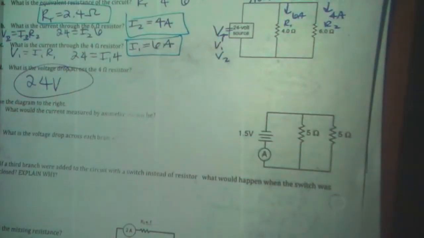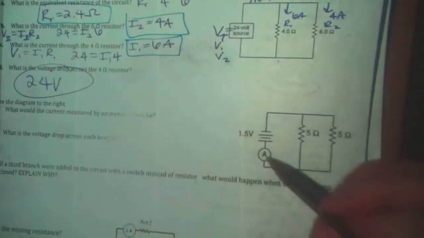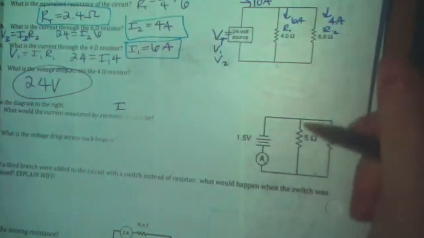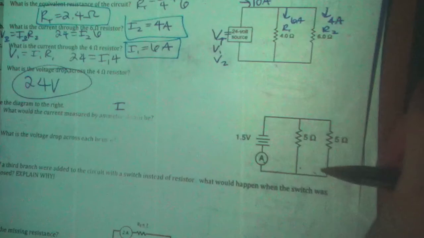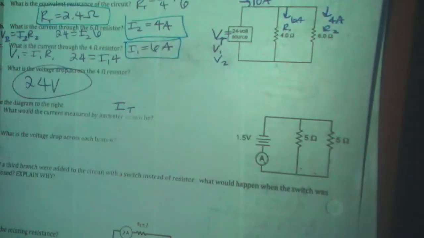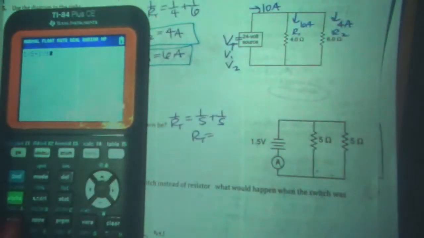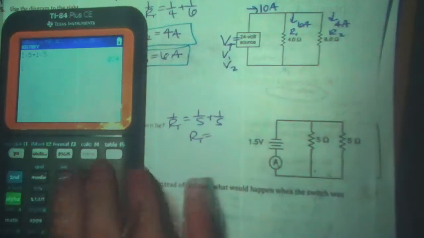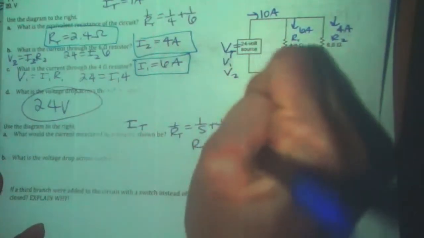Alright, another parallel. We want the current measured by this ammeter. So I'm of course looking for current I. It's not just in the first branch, it's not just in the second branch, it's when the currents are together, so that's going to be the total current. So I think the easiest way to do this is find R total. So 1 over R total equals 1/5 plus 1/5. In your calculator that would be 1/5 plus 1/5, and then don't forget to do 1 over that to get the R total by itself. So R total is 2.5 ohms.